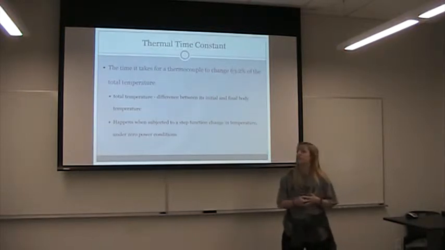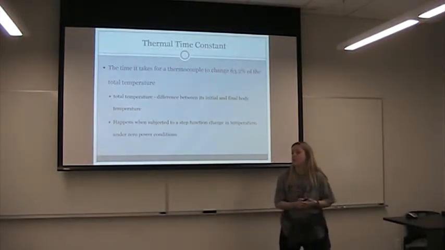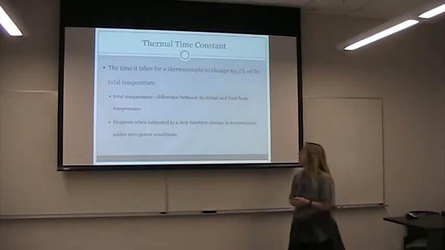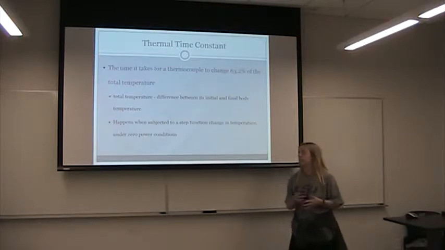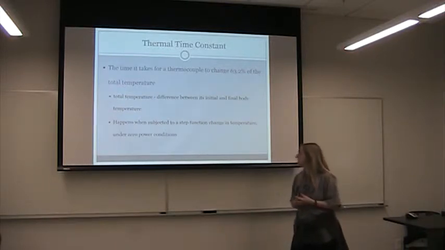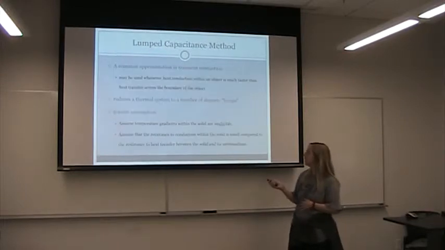What is a thermal time constant? It's the time it takes for a thermocouple to change 63.2% of the total temperature, which that total temperature is from the initial to the final. And this happens when a step function occurs under zero power conditions.